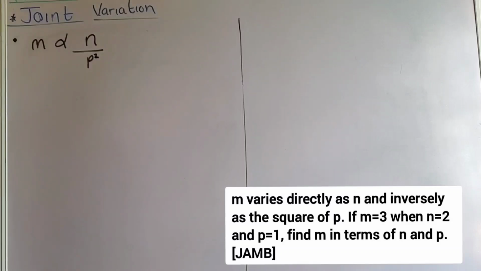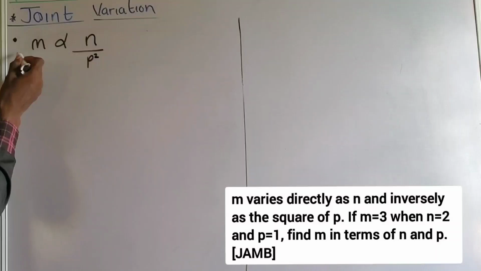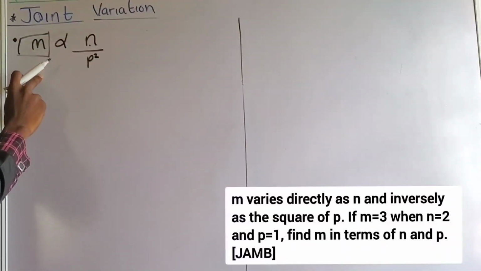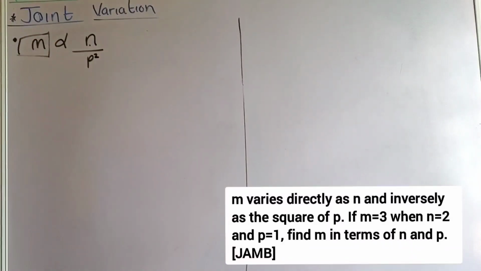Now if you are asked what is meant by joint variation, joint variation is a kind of variation that describes the relationship where one variable depends on two or more variables. That is, you can see in the question, this variable m depends on n and it also depends on p. This kind of variation is what we call joint variation. And I told you that you have to understand direct variation and indirect or inverse variation.